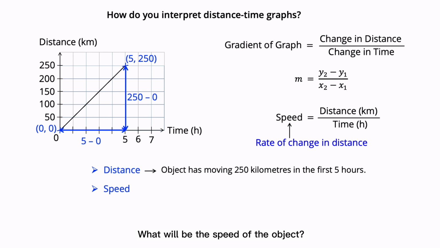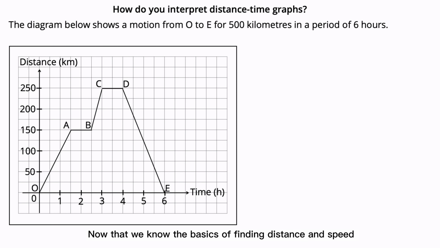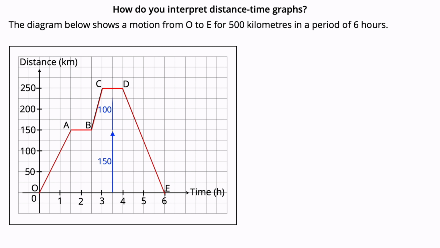What will be the speed of the object? The speed will be the distance over time. 250 divided by 5, that is 50 kilometers per hour. Now that we know the basics of finding distance and speed from a distance-time graph, let's get a bit more in depth. The diagram below shows a motion from O to E for 500 kilometers to and fro in a period of 6 hours.